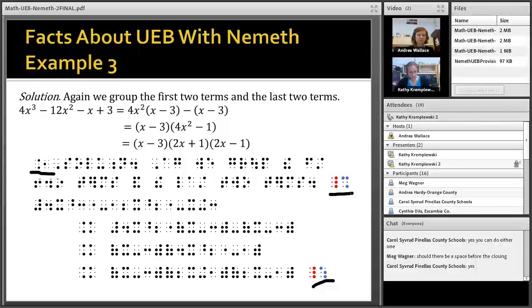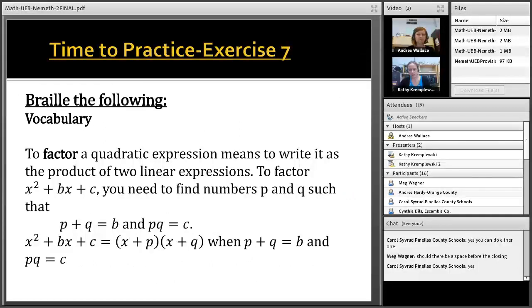It's preferred, one of the things I had written down, the opening indicator is placed on the end of the text line preceding the beginning of the math expression in preference to being on a line by itself. So if you can fit it, that's the preference. Okay, so now time to practice.